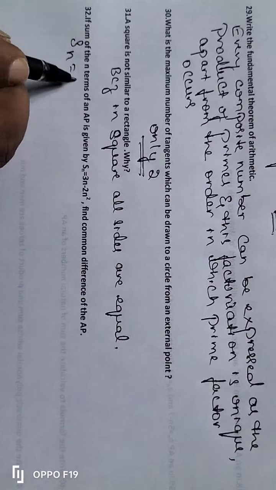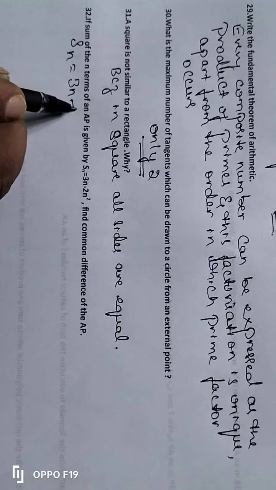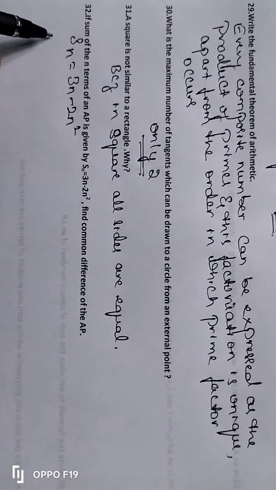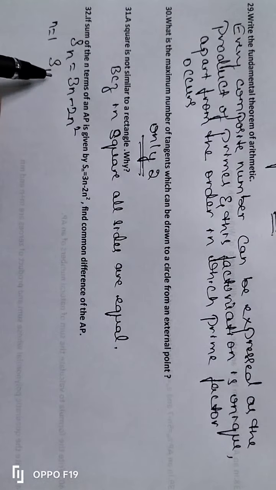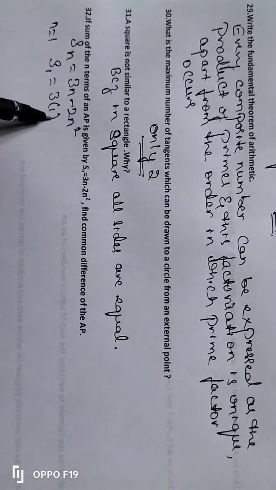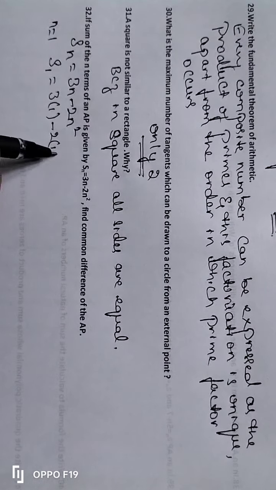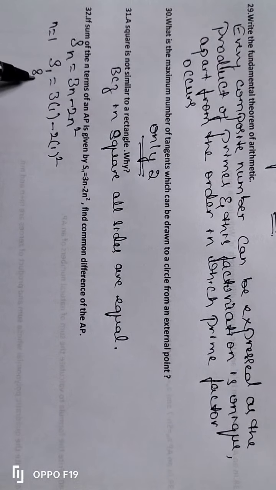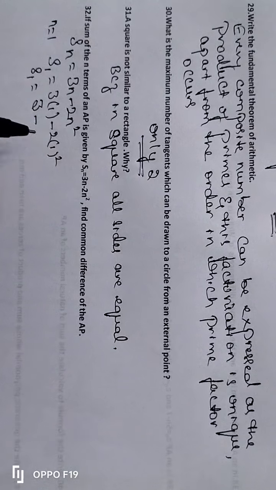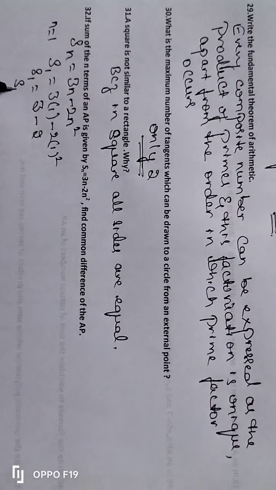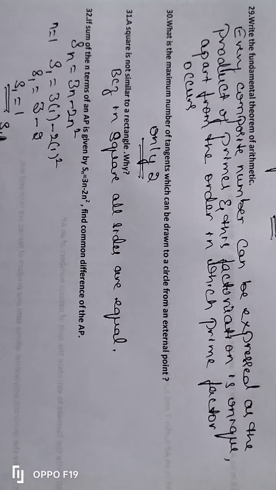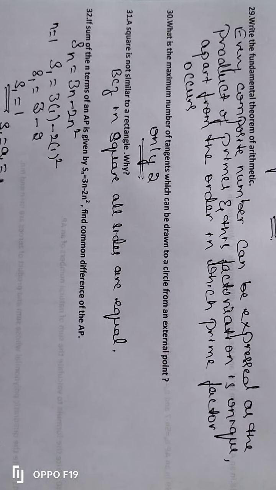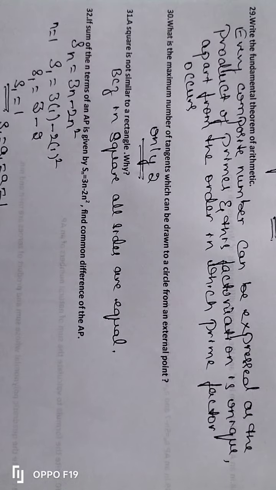So they have given Sn is equal to 3n minus 2n square. Now where n comes, there you substitute n is equal to 1. 3 into n, that is 1, minus 2 into n square, that is 1 square. So S1 is equal to 3 ones are 3 minus 1 square is 1, 1 twos are 2. Therefore S1 is equal to 3 minus 2 is 1. We know that S1 is A1, which is equal to 1.